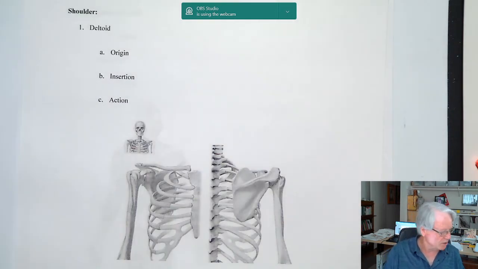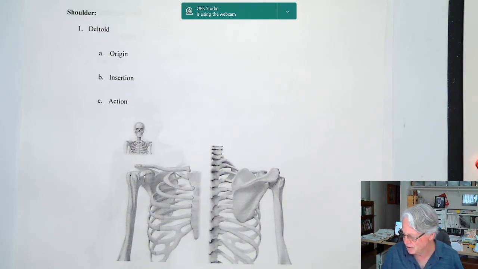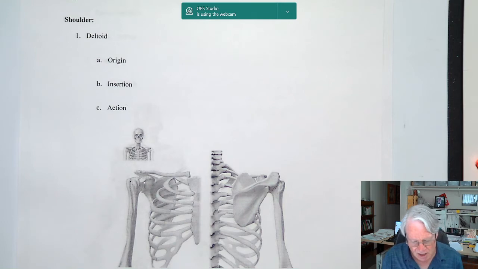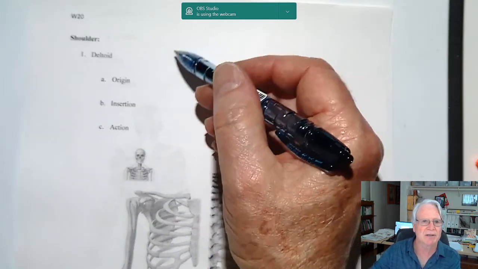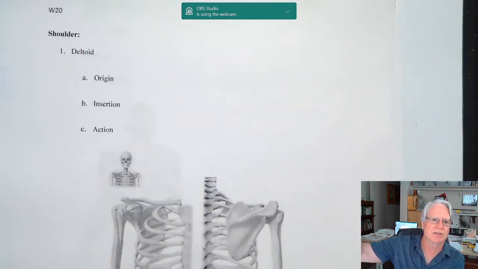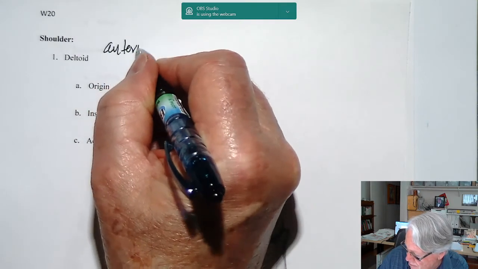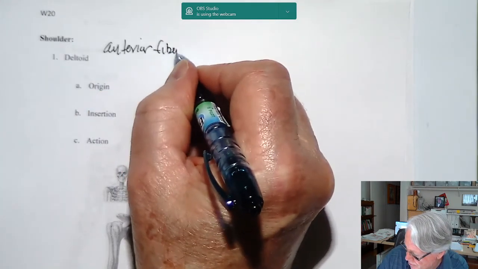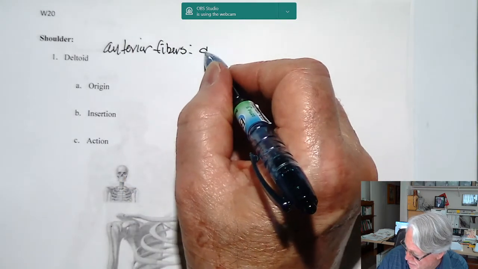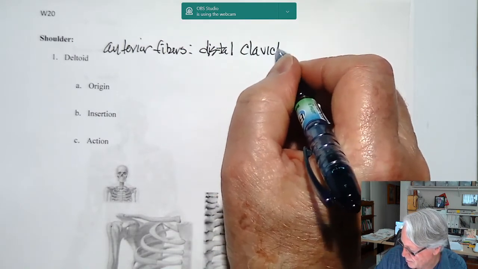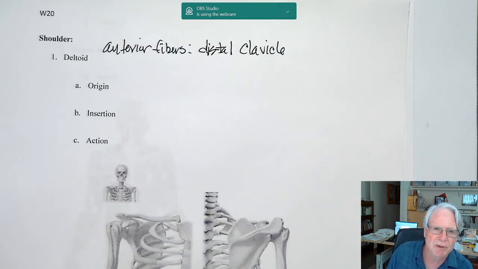The next muscle that I want to cover is the deltoid muscle, and this is a muscle that we find basically on the shoulder. So the deltoid muscle, let's talk about the origin, and then the insertion, and then the action. So for origin, I'm going to start a little bit higher because I have 3 sources to write in. So I want to give myself a little bit of a space. So we're going to start with the anterior fibers. And this is going to be the distal clavicle. So the area of the clavicle furthest away from your midline.